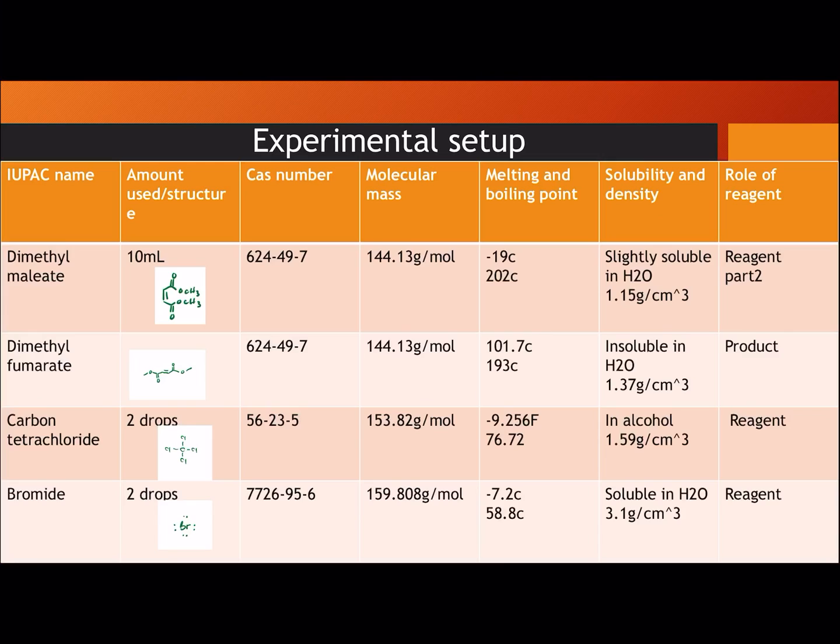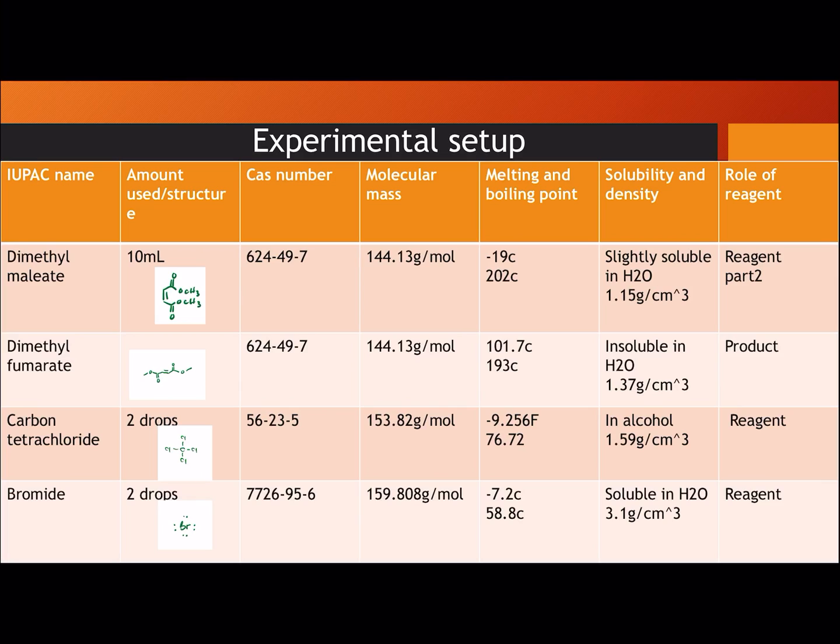So right here we have the experimental setup. We have, of course, our dimethyl maleate. That's what we formed in part 1. Dimethyl fumarate is what we're forming. We have CCl4 that is actually used. It's something that we use as an inert molecule, so that it won't really react too much.